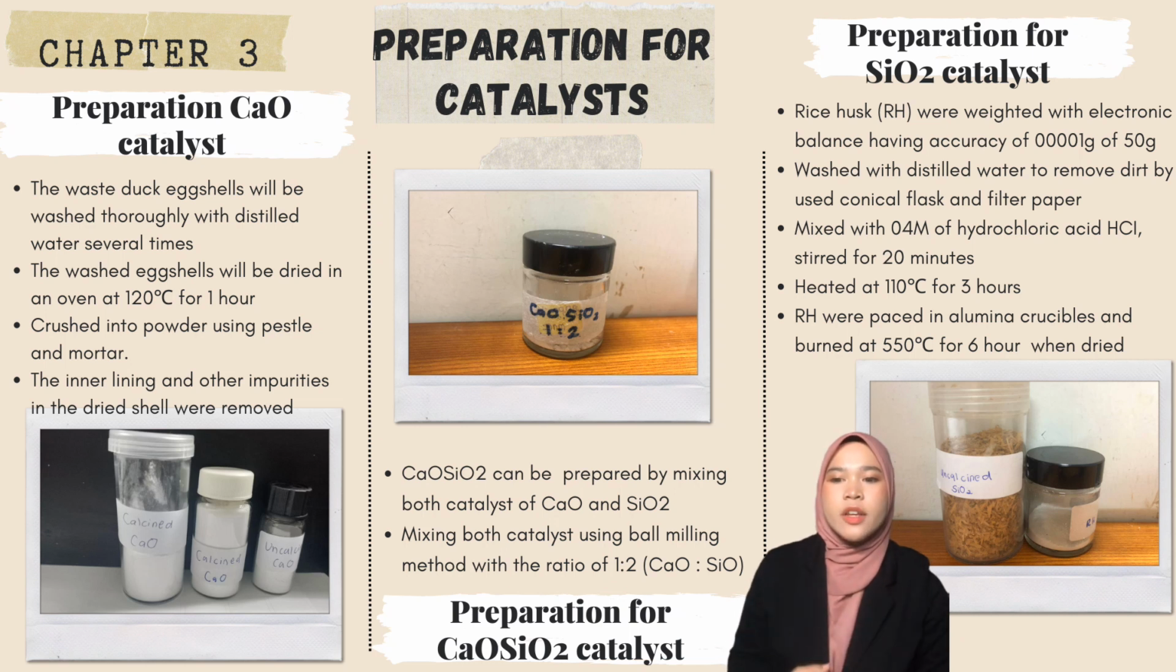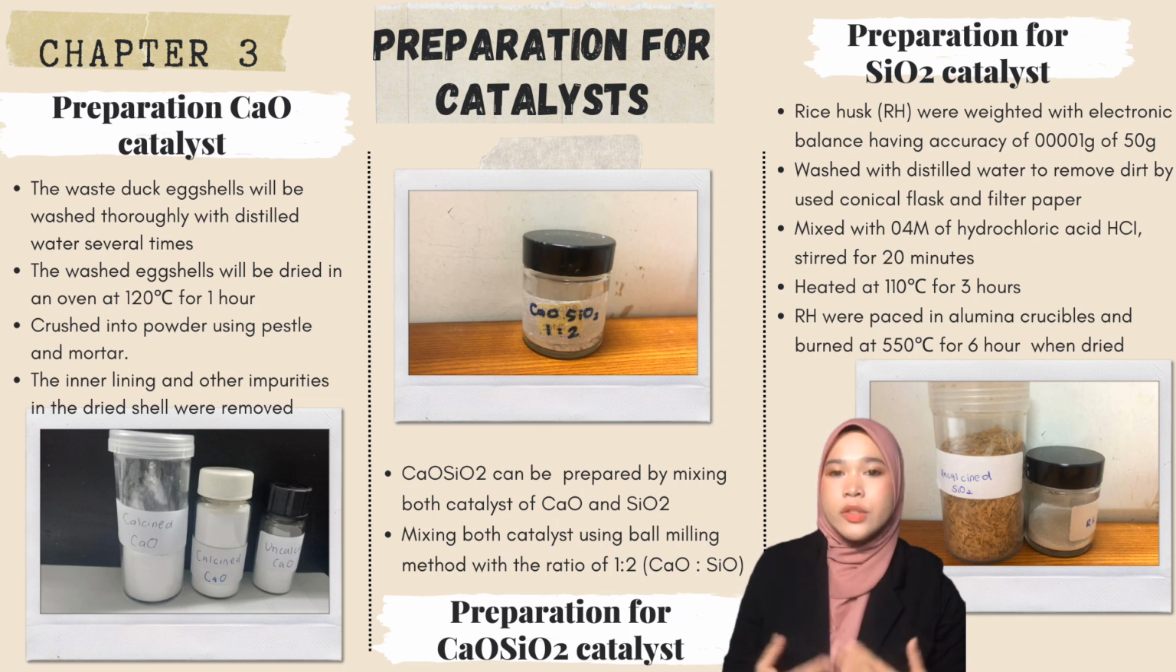Next, preparation for SiO2 catalyst, which is known as the rice husk, was weighed with an electronic balance. Then wash with distilled water to remove any impurity or dirt using conical flask and filter paper. Next, mix with 0.4 molar concentration of hydrochloric acid. Stir for 20 minutes. Heated at 110 Celsius for 3 hours. Rice husks were placed in an aluminum crucible and burned at 550 Celsius for 6 hours when dry.